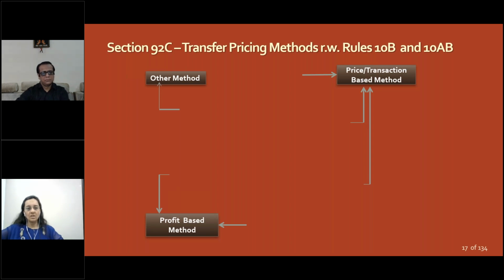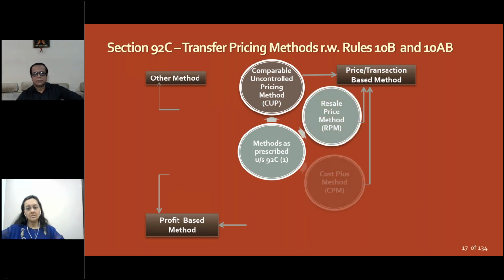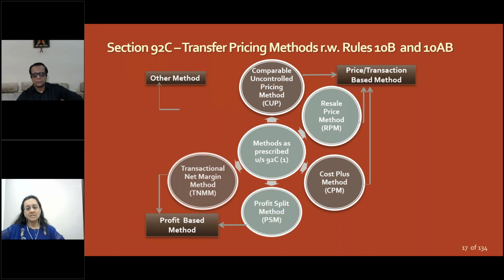So now this sets up what is to be done, who is to do it, and what it is to be applied on. Now the next thing is, how is it to be applied? How do we determine whether the transactions are at arm's length price or not, whether an international transaction or an SDT? Under 92C, the methods are prescribed. The first one is the comparable uncontrolled price method, then the resale price method, cost plus method, profit split method, transactional net margin method, or other method.